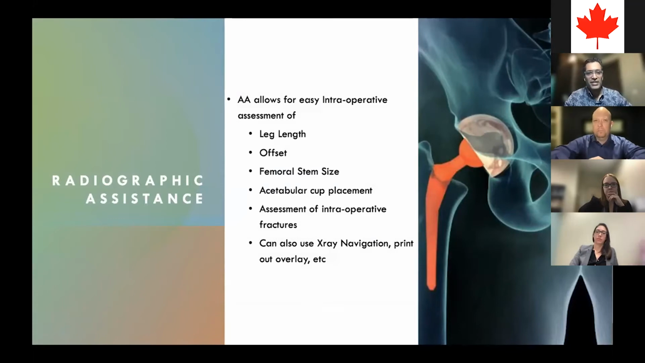Now, in terms of the third area, radiographic assistance, I think anterior approach is a very easy way to get intraoperative assessment with fluoroscopic assistance. And what that means is you can get accurate leg length, offset, femoral stem size, and acetabular cup placement. In case you have intraoperative complications like fractures, you can deal with them if you see them at the time versus having to find them afterwards. And then you can add on other things like adjuncts, for example, navigation or printout overlays to make the hip replacement even more accurate.